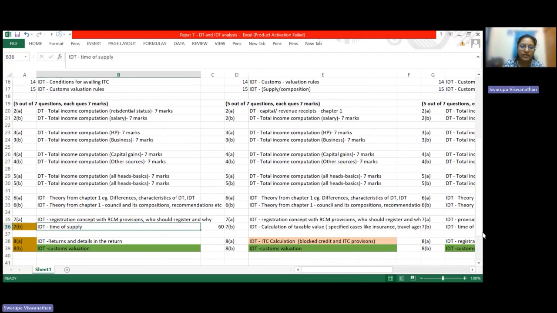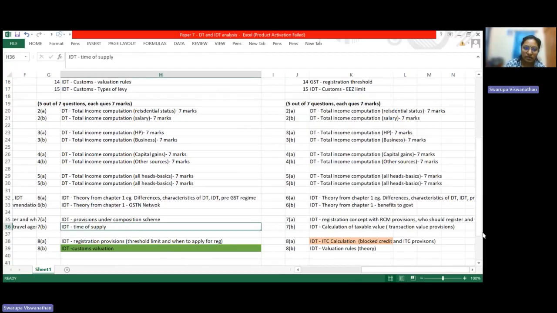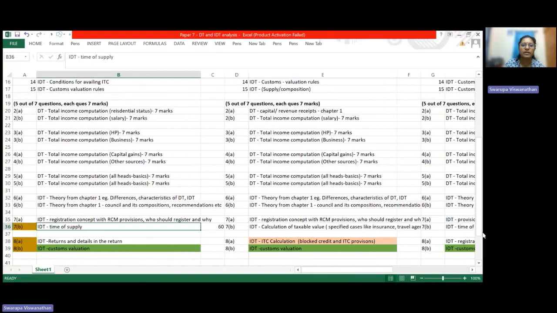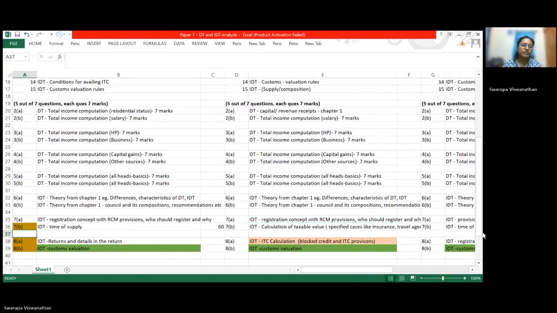Then 7B. If you analyze December 23, there was a question on calculation of taxable value. Then it was time of supply. Then the next attempt again calculation of taxable value, then time of supply. So going by the pattern, we can expect there could be a question with respect to taxable value under 7B for this attempt. So give more importance to taxable value calculation, that is section 15, and all the provisions connected with section 15. Ensure you are thorough with those concepts and provisions.